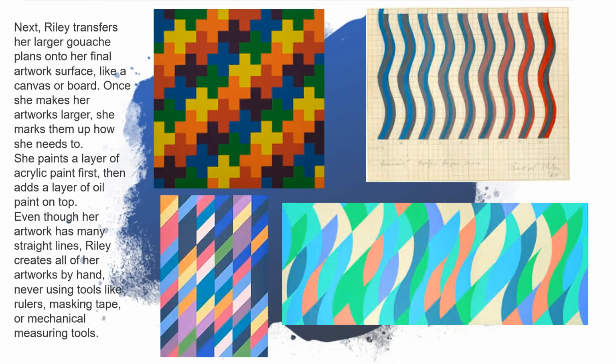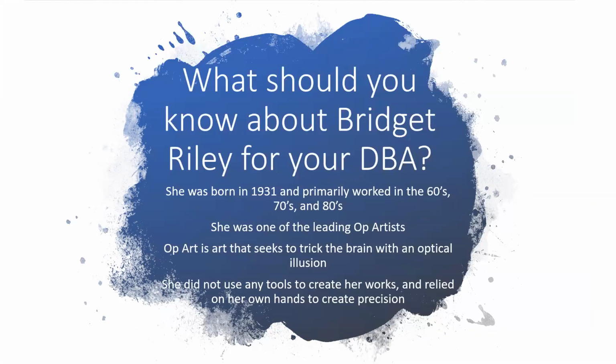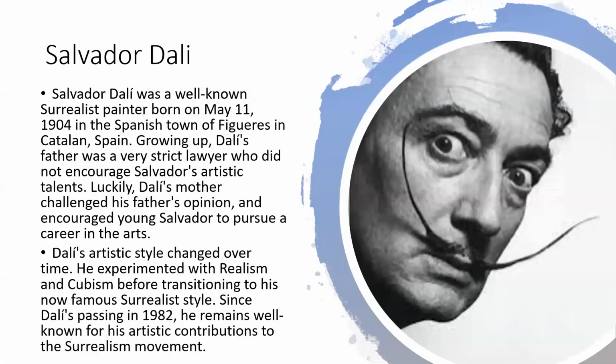She didn't use any measuring tools, no masking tools, didn't even take things off. She did everything by hand. Again, you should know when she was born, when she worked. Again, 60s, 70s, and 80s. Leading op artist, and that's where we're kind of focusing on the artists that led these different movements. Op art seeks to trick the brain. You need to know that. And she didn't use any special tools to create her very precise works of art.